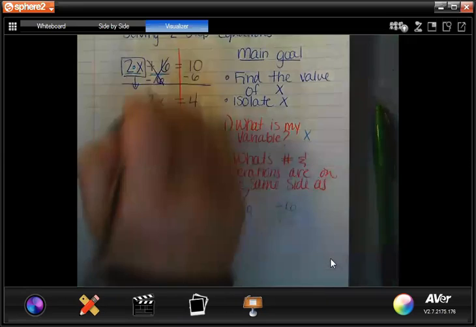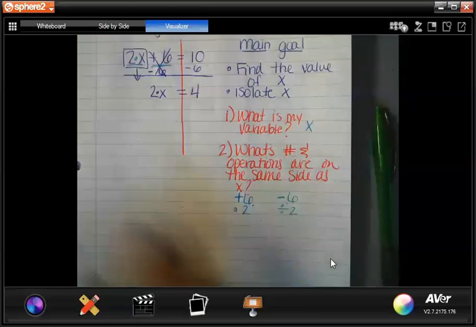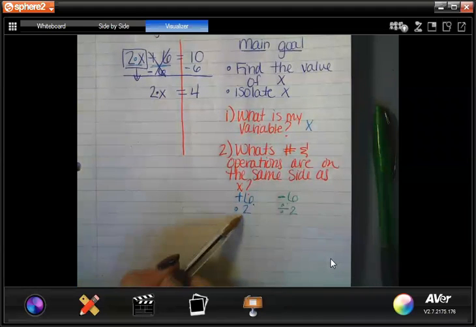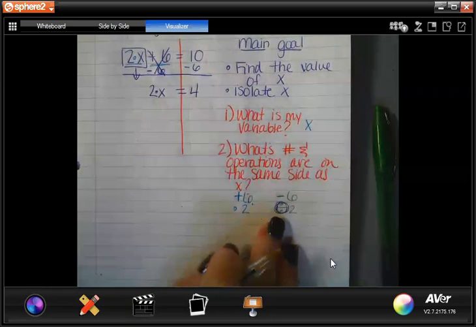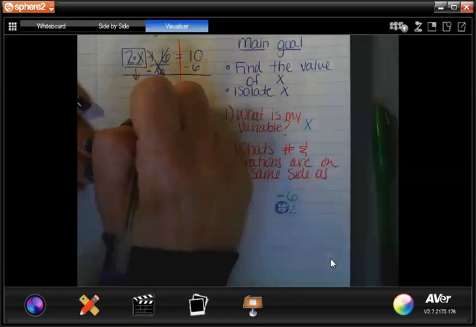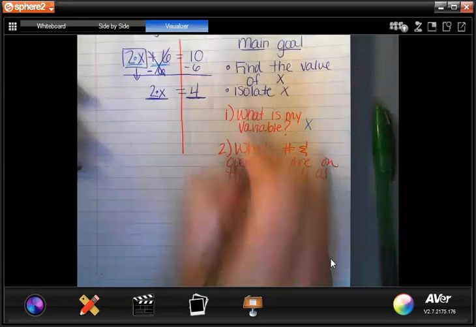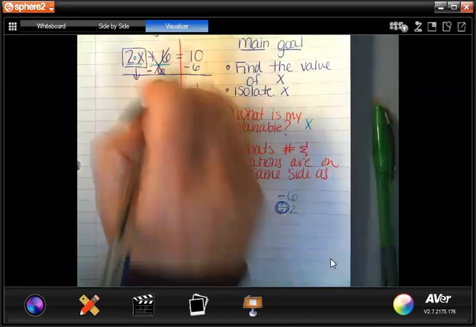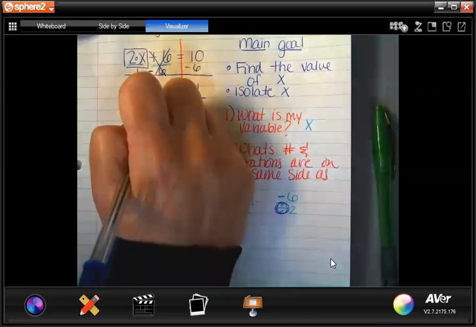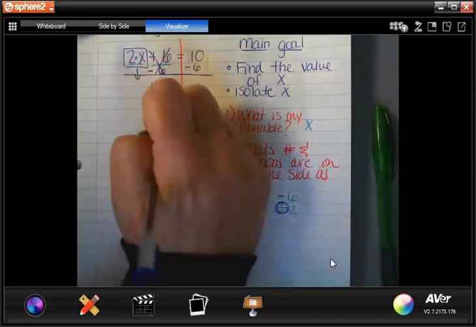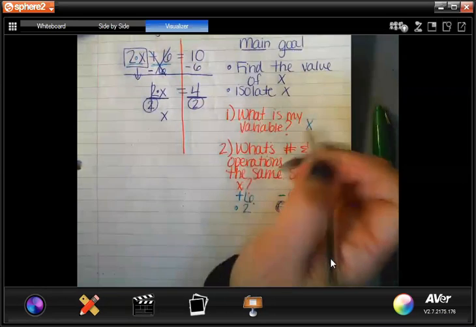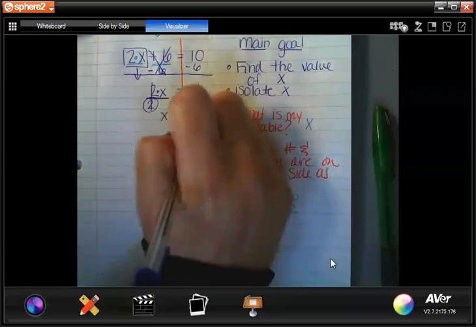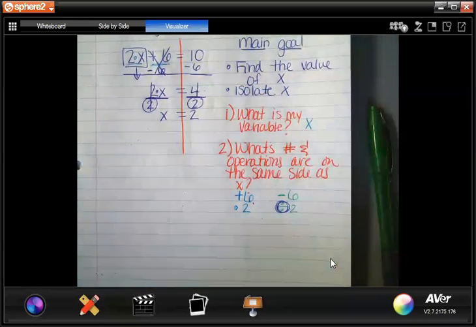Now I'm going to undo this. This right here is multiplication, so that means I'm going to divide. I am not showing this division sign. I'm going to use my fraction bar as my division sign. So 2 divided by 2 is 1, and 1 times x is x. What I do to this side, I have to do to that side. 4 divided by 2 is 2. All right, so there's my answer.